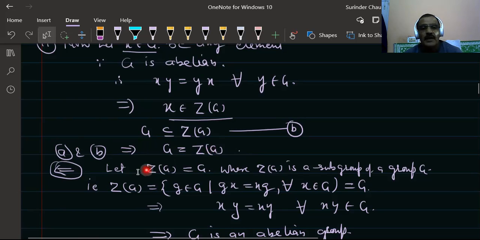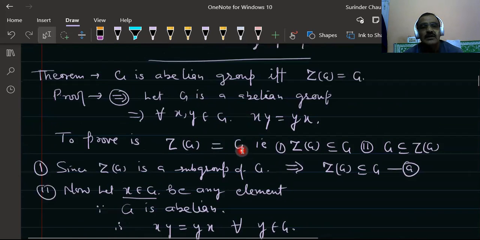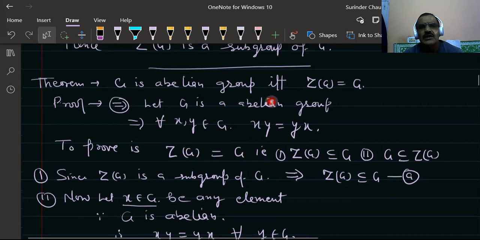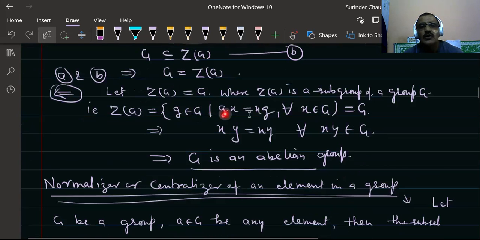Now the sufficient part: let ZG be equal to G. ZG is a subgroup of G. By definition, ZG is the set of those elements of G which commute with other elements of G. Because ZG is equal to G, this is equal to G. Therefore, G is abelian.